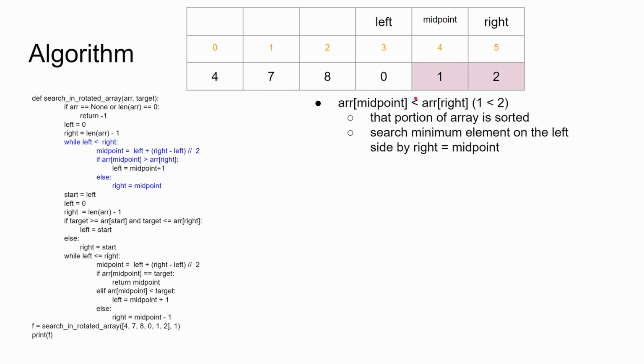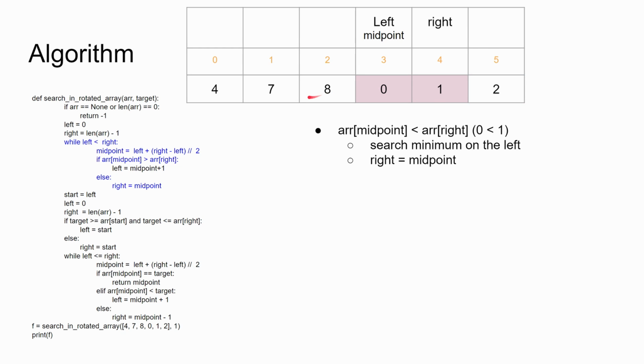It will search for the minimum on the left side, so right equals the midpoint, and now we search on the left side. Initialize midpoint again between left and right. Right minus left is 1. 1 divided by 2 is 0.5, and the integer value of 0.5 is 0, and 0 plus 3, where 3 is left, is 3, so midpoint is 3.